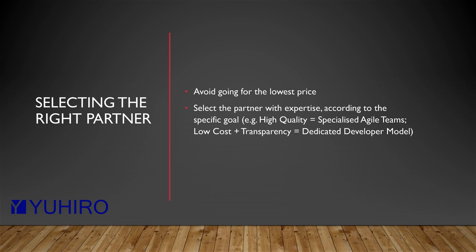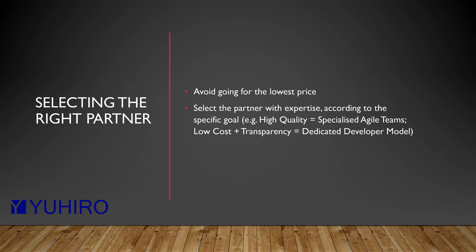For example, if you want to have high quality, then of course go with agile teams which are specialized in something specific, for example e-commerce, or maybe banking software, or something like that, specialized agile teams. And if you want to go for low cost and high transparency, then go for something like a dedicated developer model, where you have companies like ours, like Yuhiro, who would actually hire developers in India and provide them to you. You would work with them closely, and of course you would have a higher cost reduction, because it is usually very attractive.